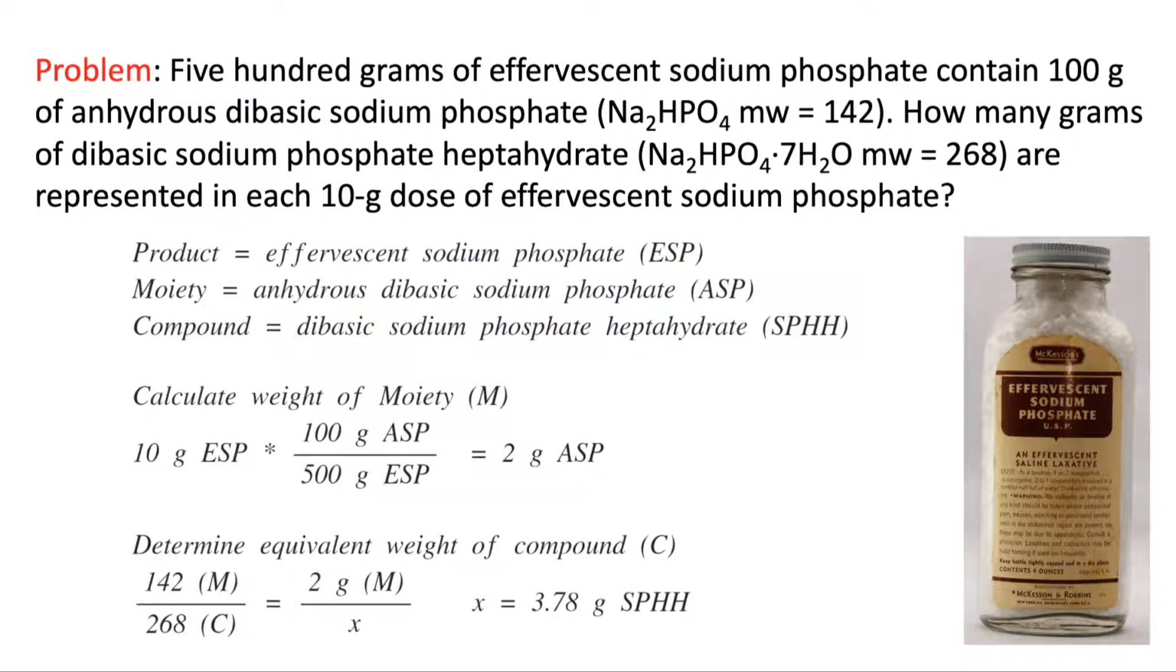This is not complicated math. What's complicated is understanding what are my products, what's my moiety, what's my compound, and making sure you solve for the correct thing that you're searching for. In this case, the question wanted to know how much of the compound was represented in the 10-gram dose, and the final answer to that was 3.78 grams.